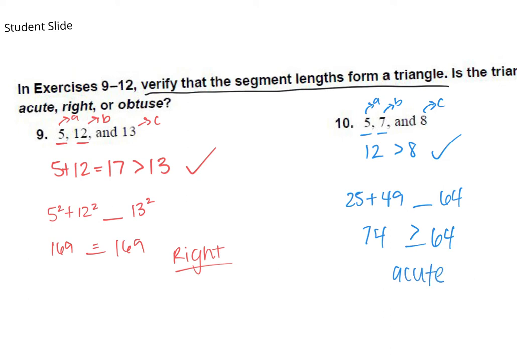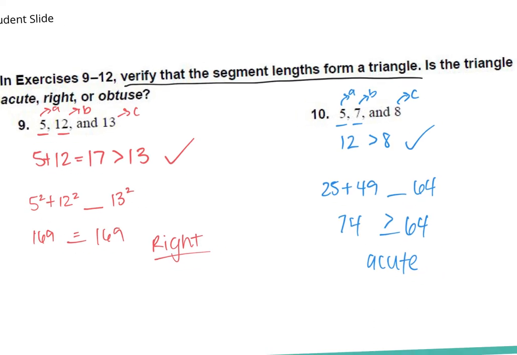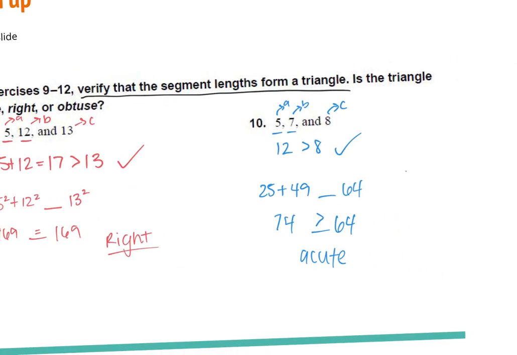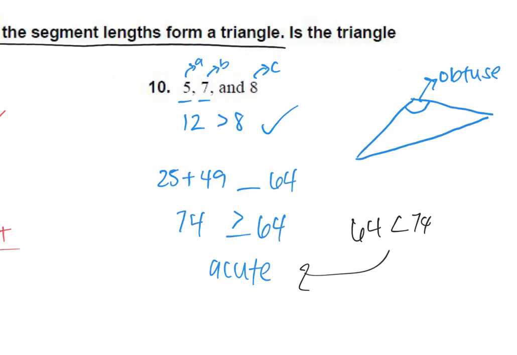One way I want you to think about it, right? If one side's really, really large, almost like visualize it. If one side, that c squared, is really, really big and the other 2 are small, what kind of triangle is that going to make? This is going to be obtuse, right? All right, let's jump into it.